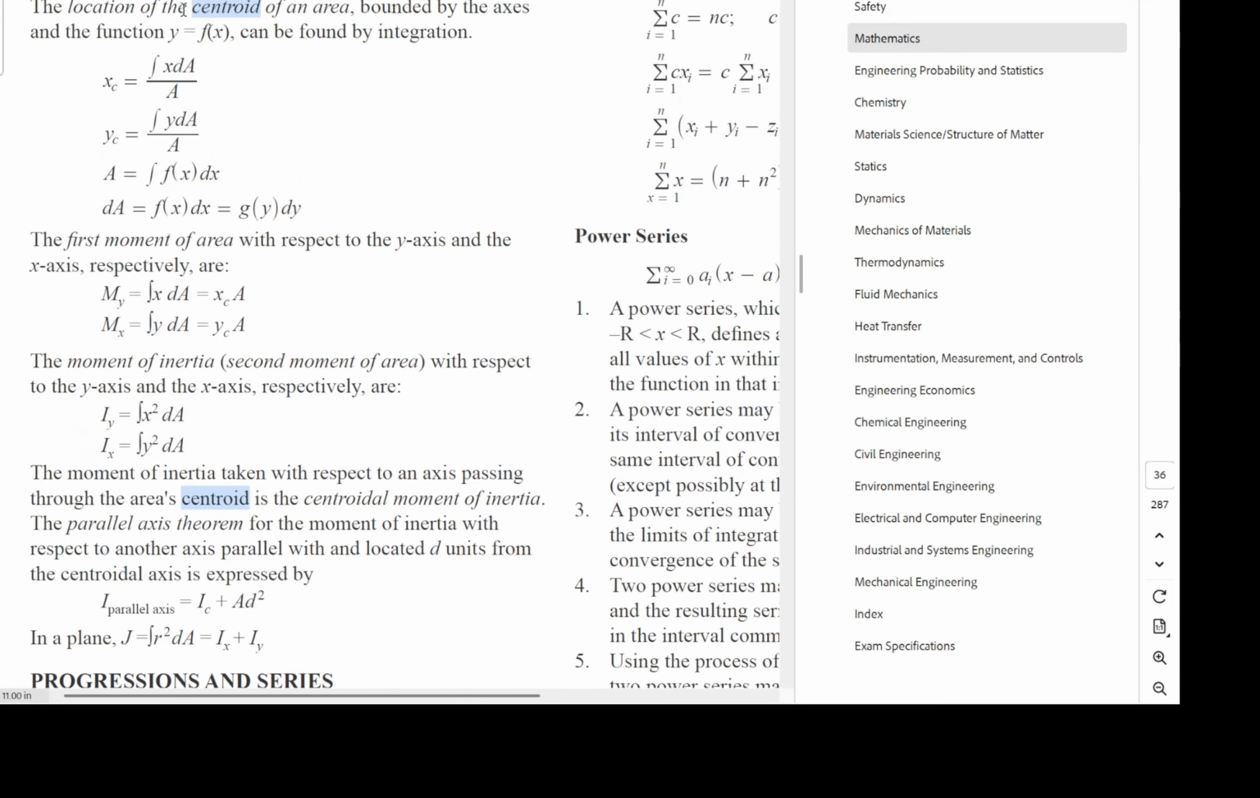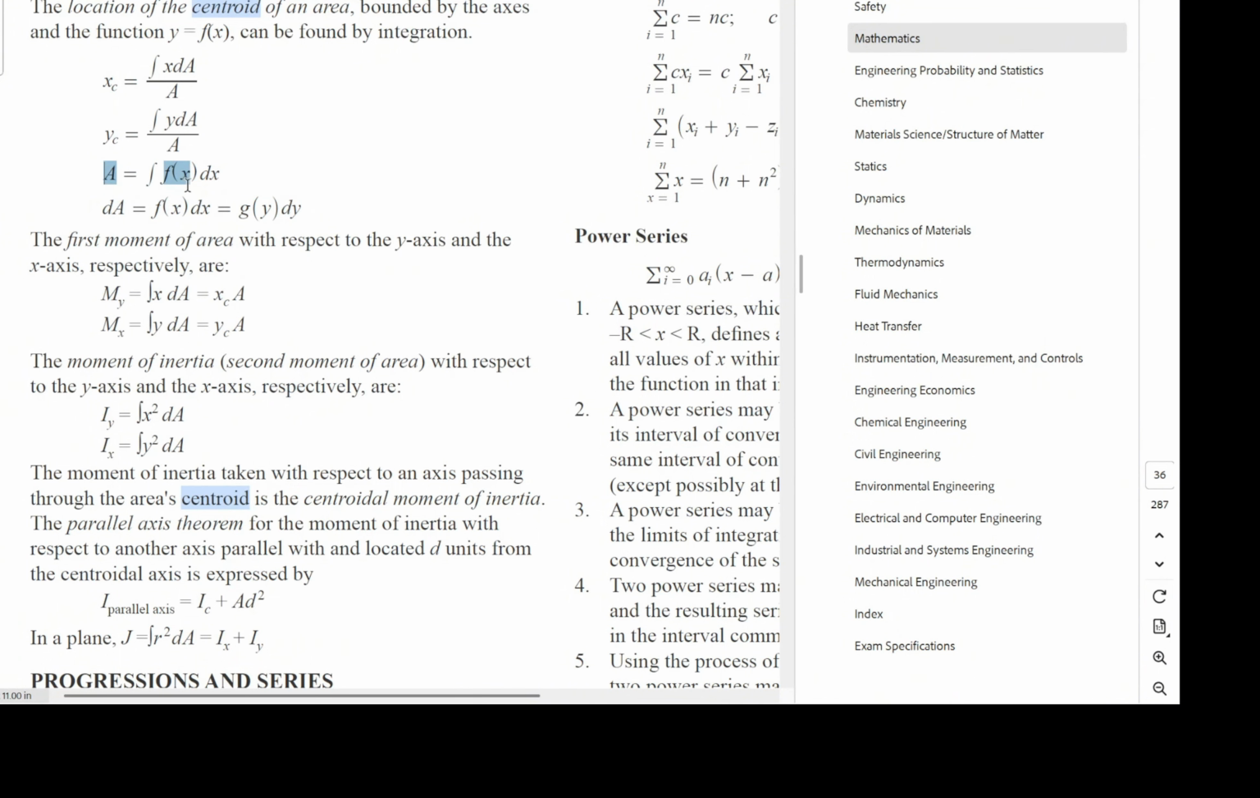Centroids and area and moments of inertia. Location of centroid of an area. Xc is the x coordinate, yc is the y coordinate. As I was telling you, we are required to find the x coordinate of the centroid. The formula for the x coordinate is xc equals the integral of x times dA, not dx. There is a huge difference. Integral of x dA divided by A. This A doesn't have an integral on top of it.